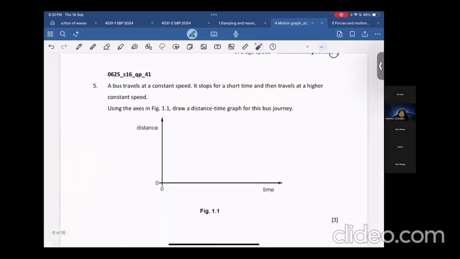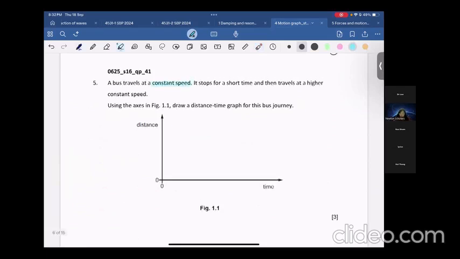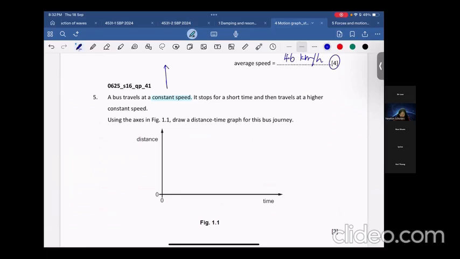Now boys and girls, we go to the next. A bus travels at a constant speed. So first, constant speed. What does the graph look like for constant speed? Constant speed means that it's moving. Am I right? It's moving. So if moving, that means it will be a constant gradient. So your graph should be like this for constant speed.